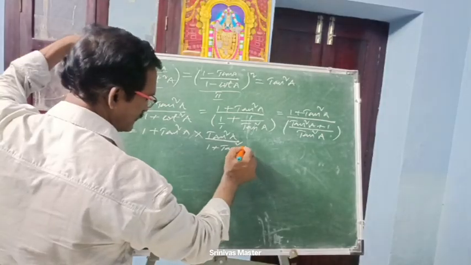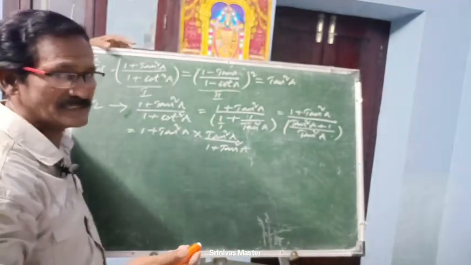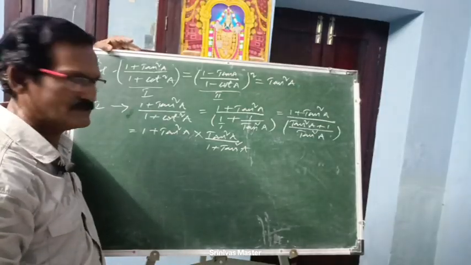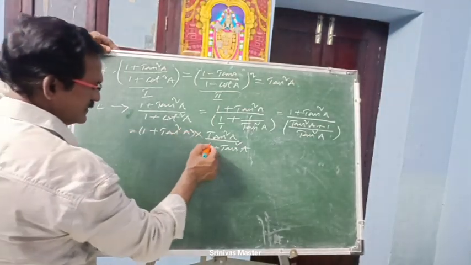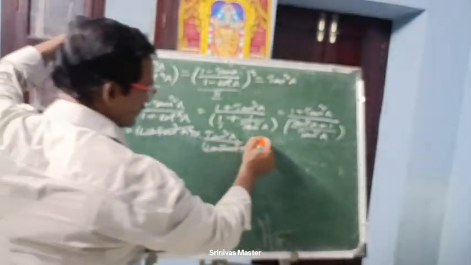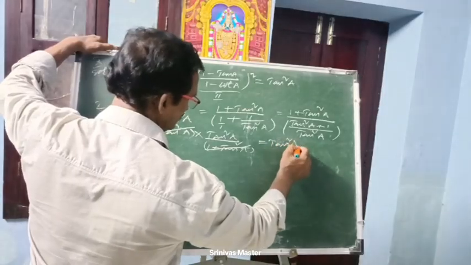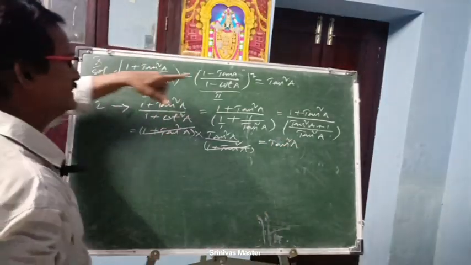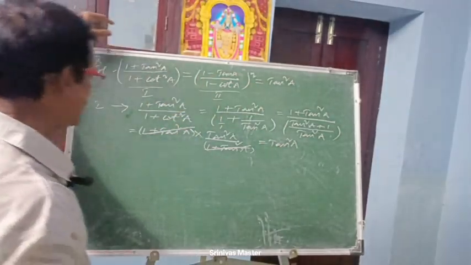Why is it no problem? Commutative property: A plus B equals B plus A. 2 plus 3 equals 5, and 3 plus 2 equals 5 only. So now just keep the bracket like this. You can cancel this. What is the result now? Tan square A. So this is equal to the first part. Okay, this is the result. Same way, take the second part.